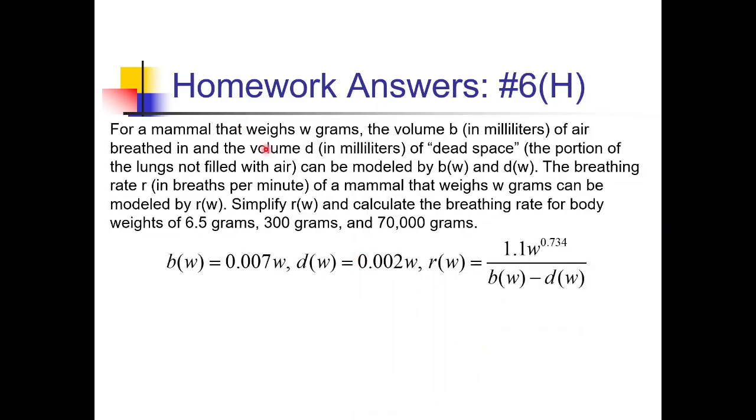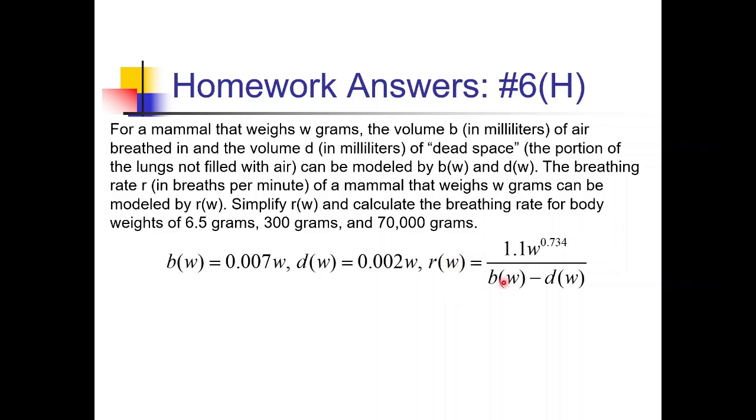For this problem, for a mammal that weighs W grams, the volume of air breathed in and the volume of dead space, the portion of the lungs that doesn't have air, is modeled by the B and D of W functions here. The breathing rate of a mammal that weighs W grams can then be modeled by this R of W thing. That's a combination of these other functions with a little bit more thrown in. They want us to simplify R of W and then figure out R of W for 6.5, 300, and 70,000. So first order of business, let's simplify the R of W function.